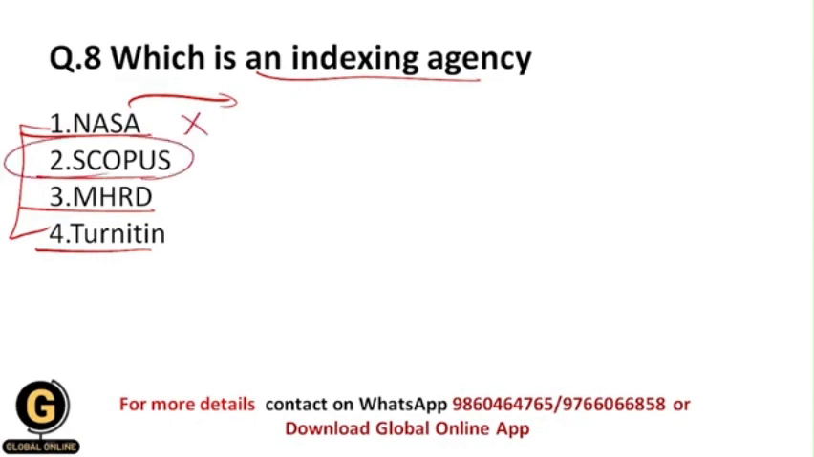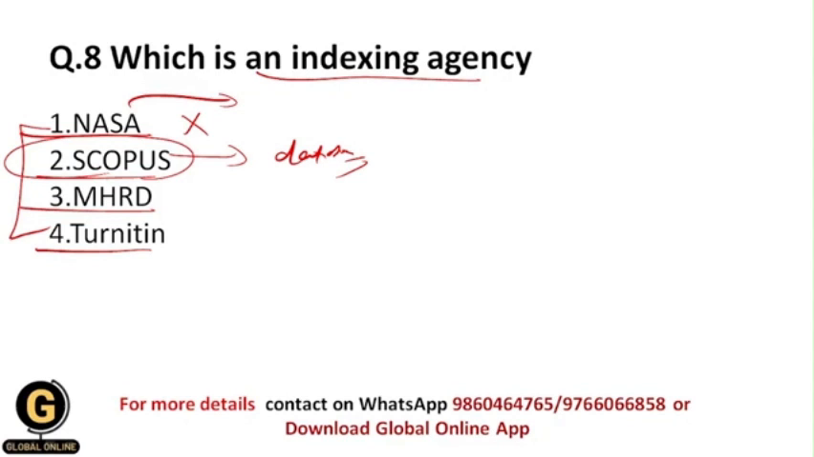Now let us see what Scopus is. Basically students, Scopus delivers the broadest coverage of any interdisciplinary abstract and citation database. So Scopus provides the database for citations and for interdisciplinary abstracts as well, and that's why Scopus is an indexing agency.